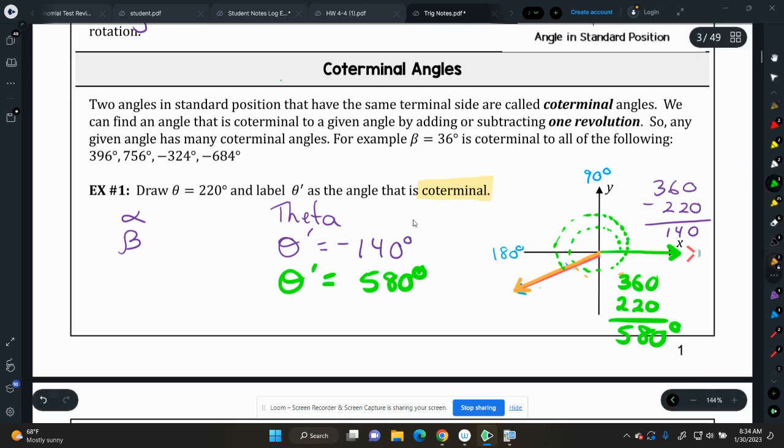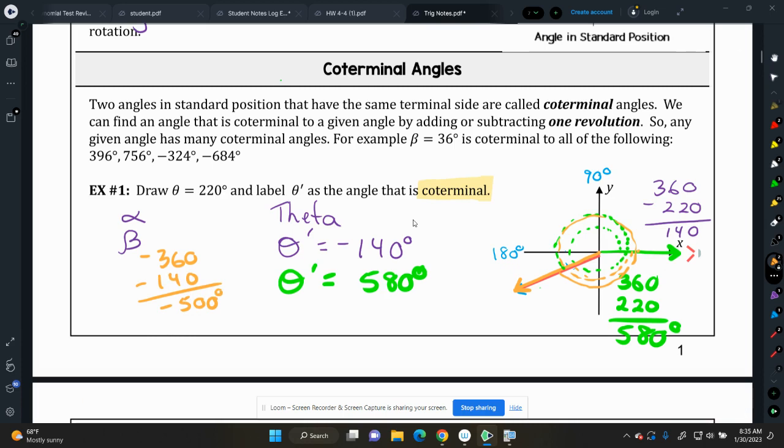Just like I could keep going the other direction. So I'll go negative 360 degrees, and then negative 140. So negative 500 degrees would also be a coterminal angle. You can keep going around and around and around. There are infinitely many ways of getting to that terminal side. Okay? Questions on that so far? Okay.